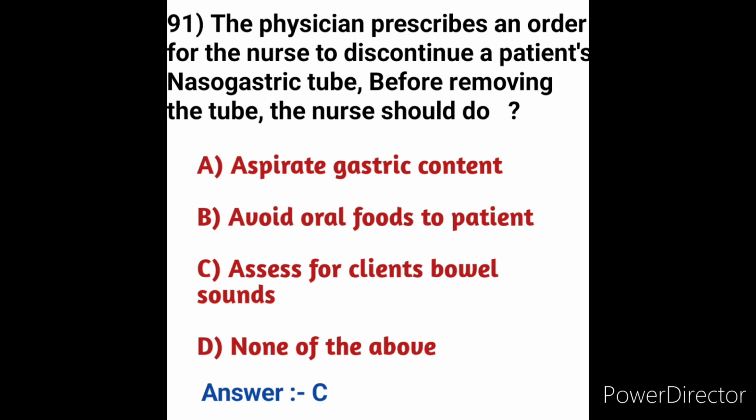Assess for the bowel sounds. Option C, assess the client's bowel sounds, is the main role of the nurse. Also, first encourage plenty of fluids to the patient and observe whether the patient has any nausea or vomiting. Otherwise, after 1 to 2 hours, encourage liquid fluids like milk or oats milk. Then provide a soft diet a few hours after removal of the nasogastric tube.